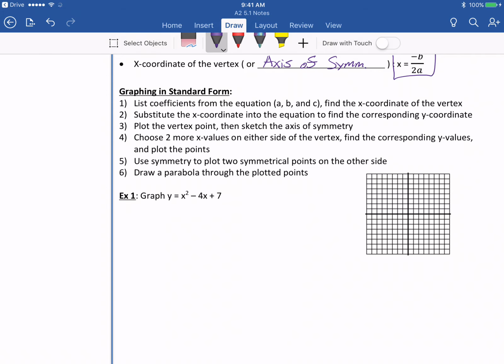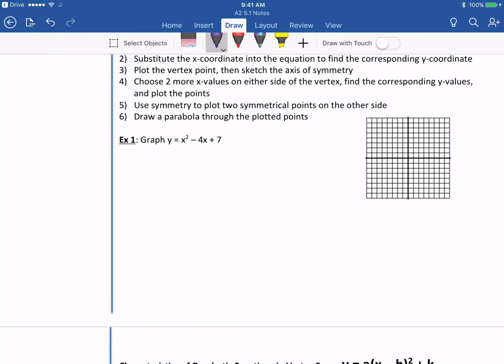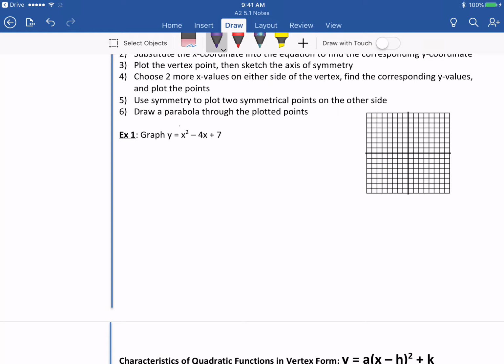All right, so I have some things here for graphing in standard form that'll help you out. Here's me talking you through it. All right, so let's look. Our a, our b, and our c is what I always like to point out for myself. So my a is 1, my b is -4, my c is 7.